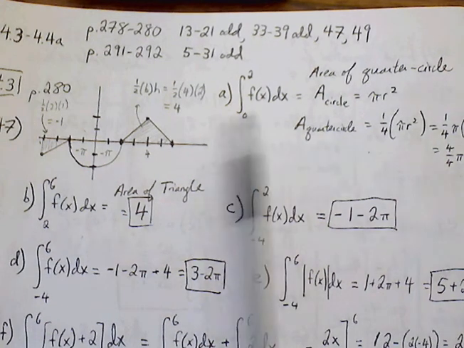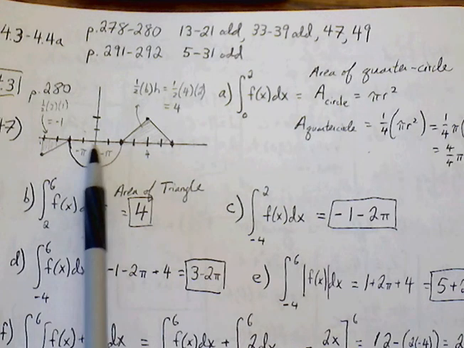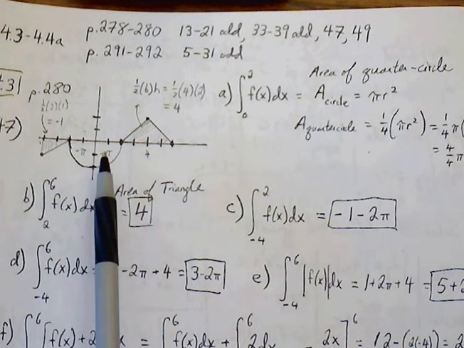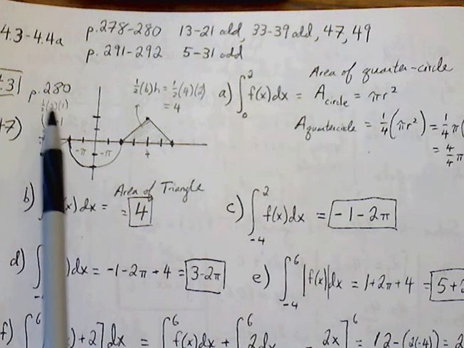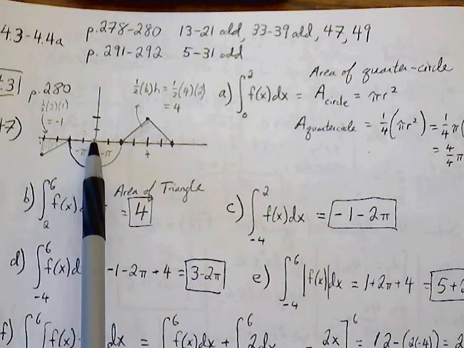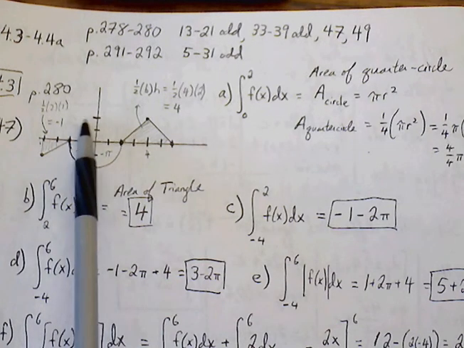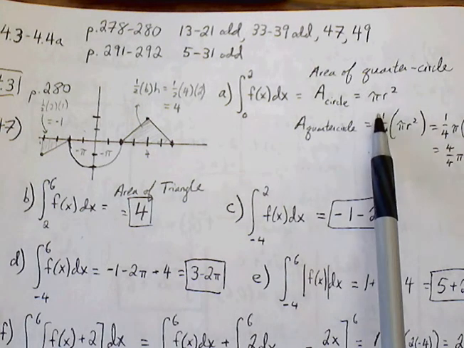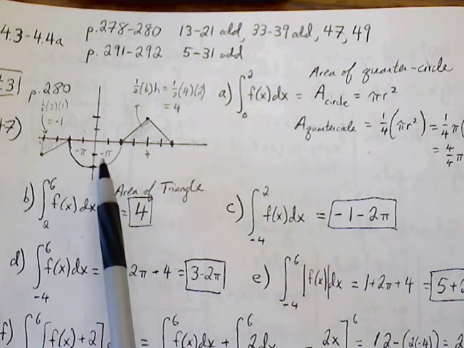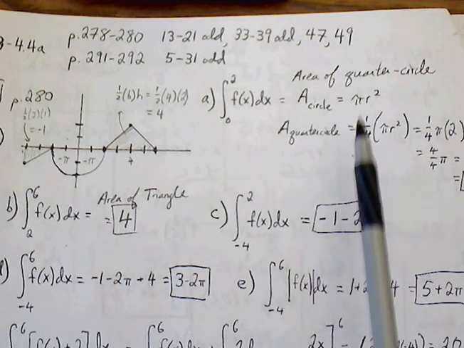So between 0 and 2, let's look at between 0 and 2. Between 0 and 2, we see that this region is a quarter circle, right? And if we want to find the area of a quarter circle, let's first think about the area of a circle. So we see that we have a circle that's centered around 0, 0, and we have a portion. We can think of it as this region here. This is our circle that we're dealing with. So if we can find the area of a circle, then we can use that to find the area of this quarter circle.